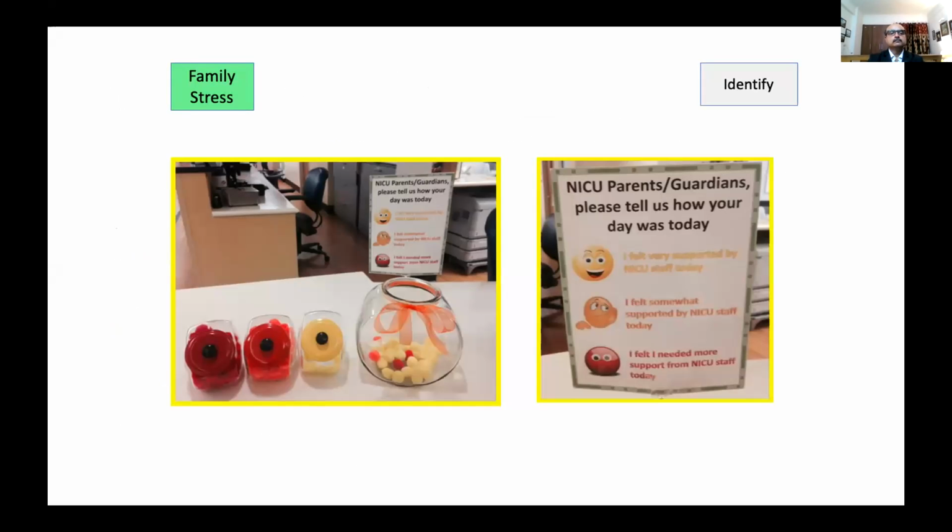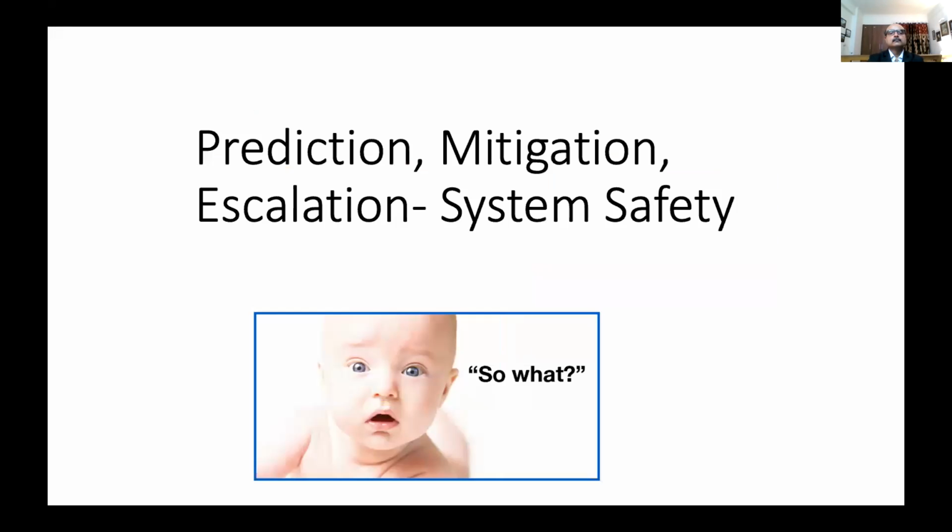Another important part of our work is really around prediction. When we're improving systems in the hospital, this is the NICU parents and guardians telling us every day how well they did today, or how well they felt, or did they feel supported. And you can use simple measures like the number of red things in that bowl versus yellow things to understand how well the day went.